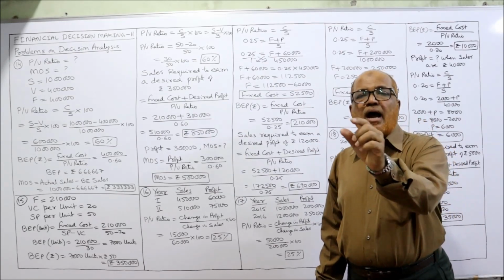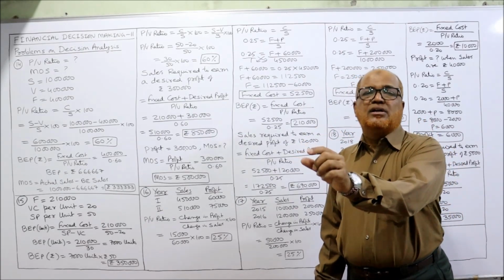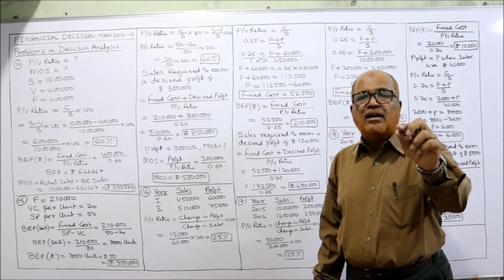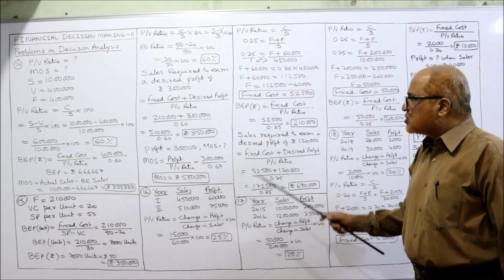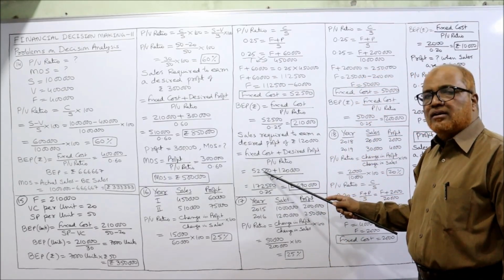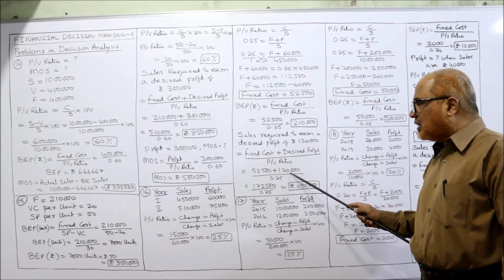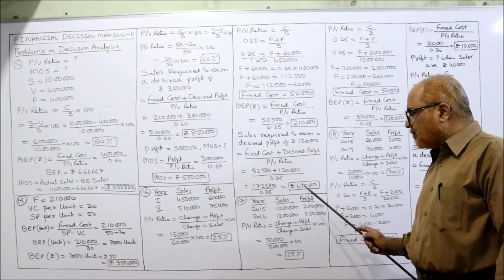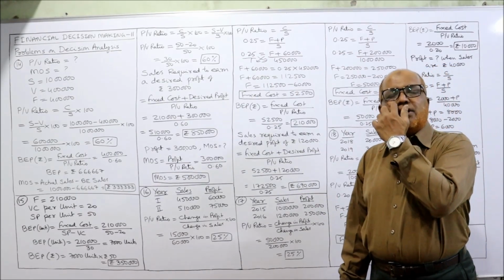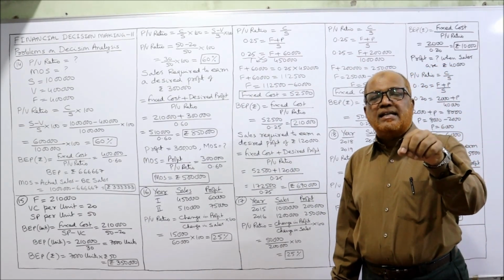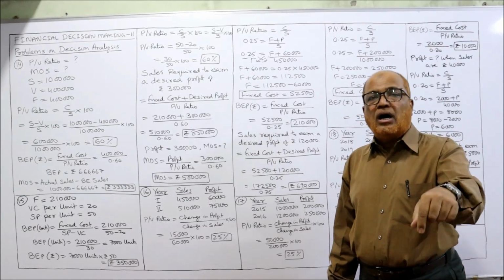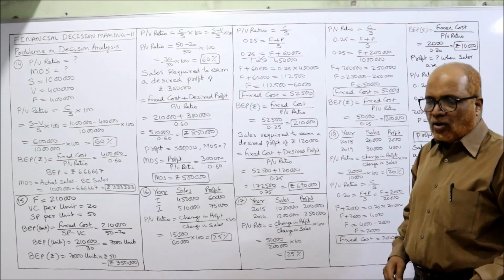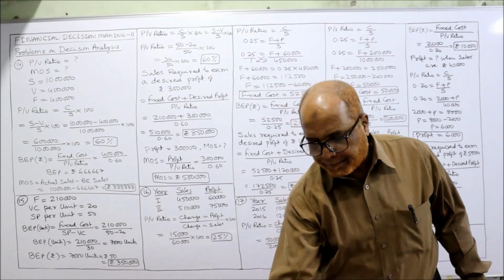So sales required to earn a desired profit. The formula is fixed cost plus desired profit divided by PV ratio. So fixed cost just now we have calculated, 52,500. Desired profit 1,20,000. PV ratio 0.25. So 1,72,500 by 0.25 is 6,90,000. So 6,90,000 is the sales required to earn a profit of rupees 1,20,000. Right? That is the end of the 16th problem.